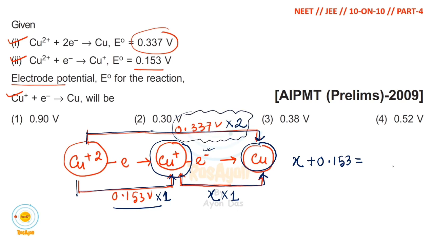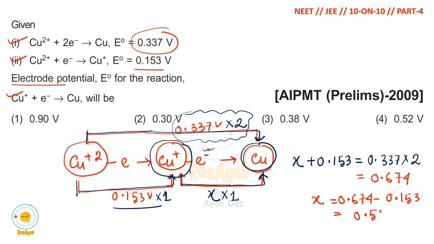that equals 0.337 into 2. So 0.337 into 2 equals 0.674. If you calculate the value of X, it equals 0.674 minus 0.153, that equals 0.52. So the right answer is option 4, 0.52 volt.